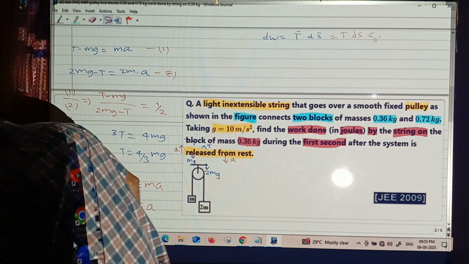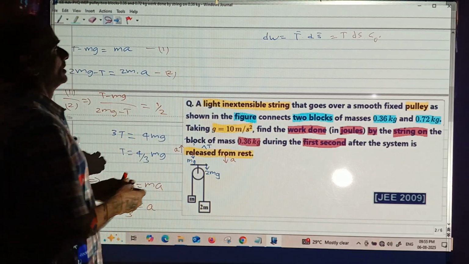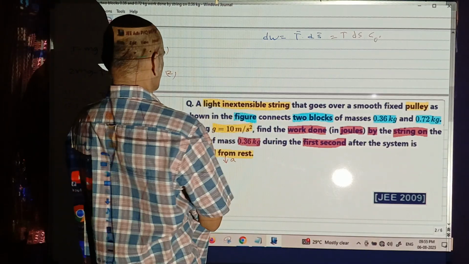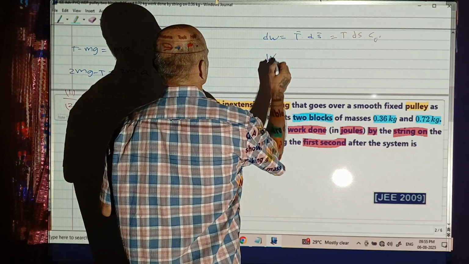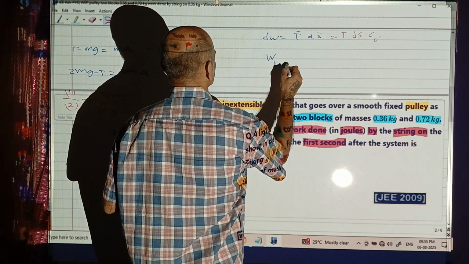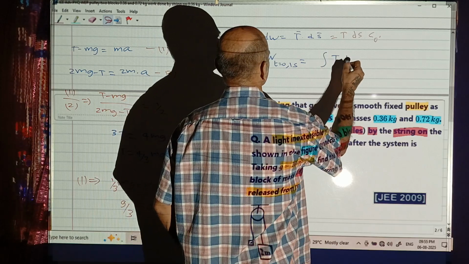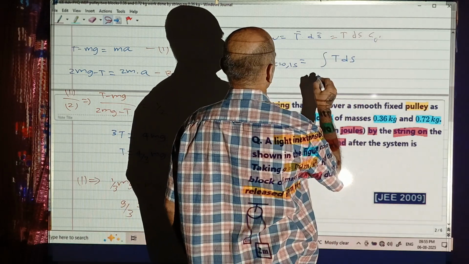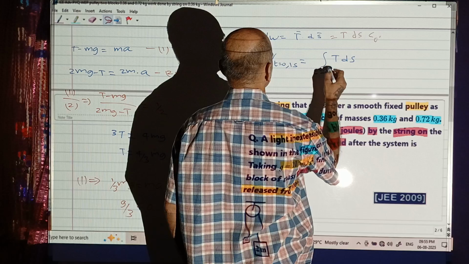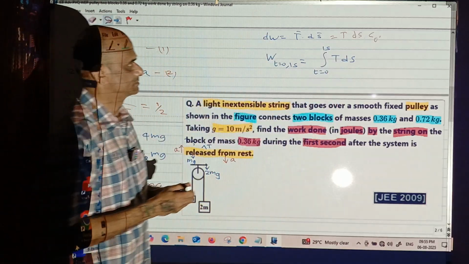And the tension we have found out as this one. So this work done you have to find for the first second, that is from t equal to 0 to 1 second. So you have to integrate this thing, integral T ds, cos 0 is 1, from time t equal to 0 to 1 second.